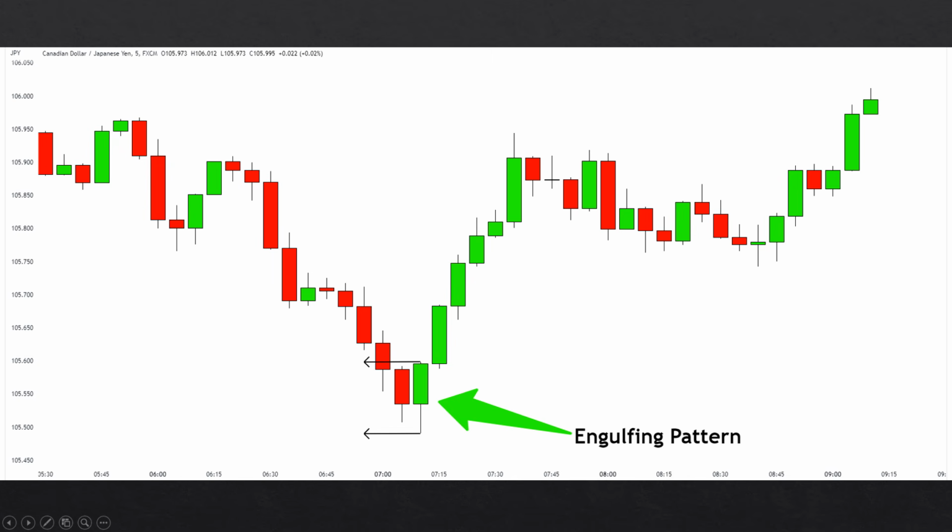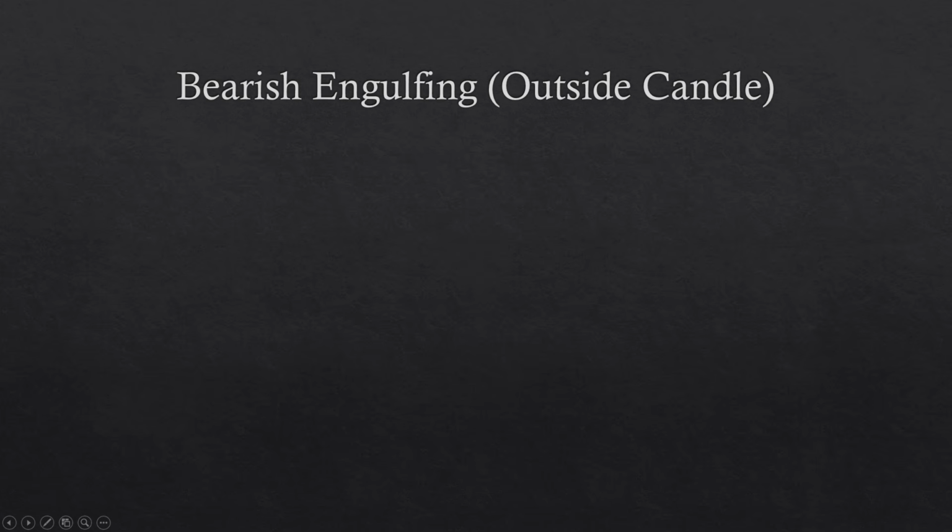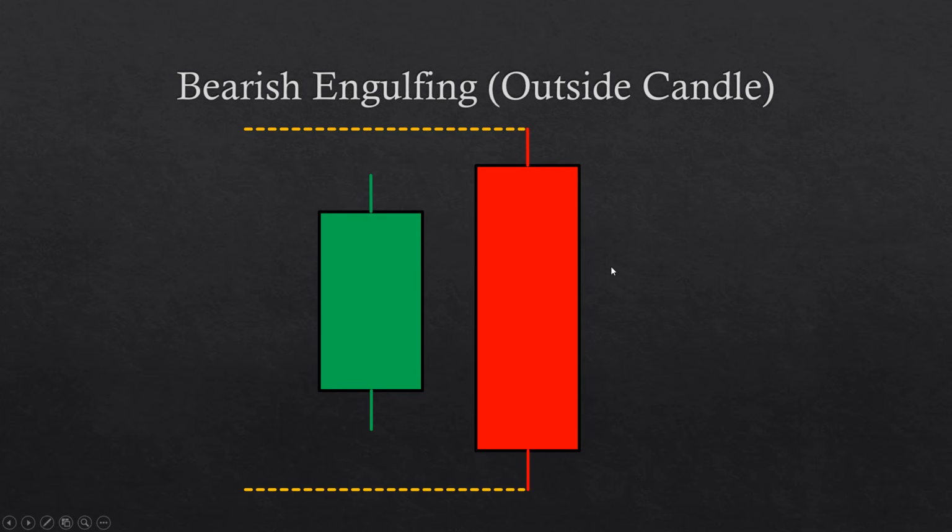We also have the bearish version of the engulfing pattern. In this illustration, you can see that a bearish candle completely engulfs the range of the previous candle, therefore indicating a reversal to the downside.